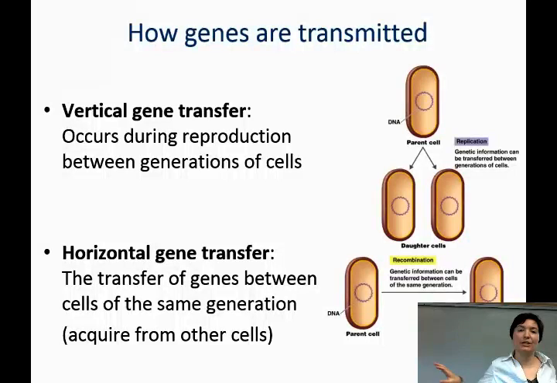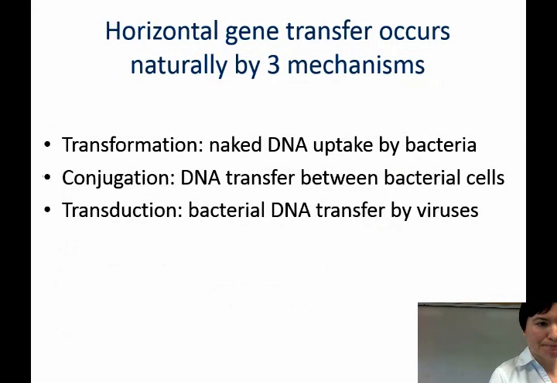Horizontal transmission is when you give your genes to your friends. Maybe they're not your friends. Maybe you don't like them so much. But you're taking your genome and giving it to your friends and neighbors and not to your kids. You're giving it to cells that are essentially in the same generation as you are. This can happen between members of the same bacterial species. It can also happen between members of different species. And there are three natural mechanisms: transformation, conjugation, and transduction. So let's go through all of these and understand what they are.